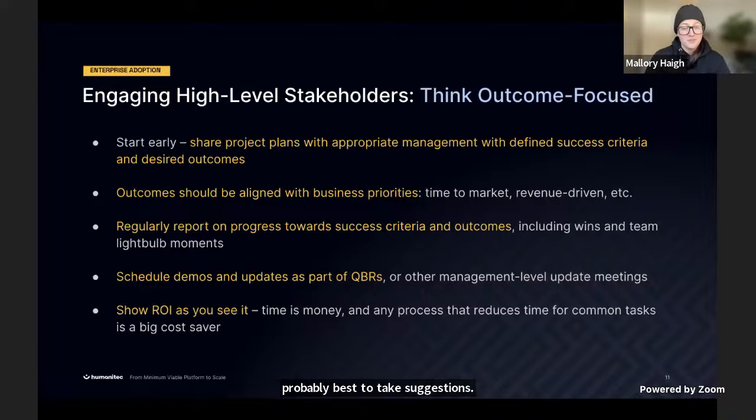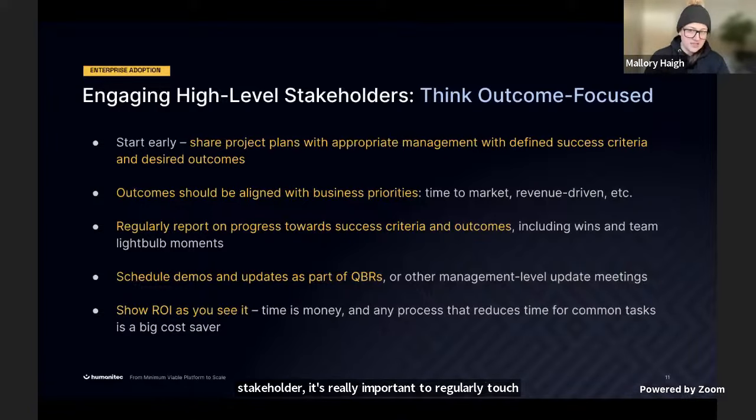Same with outcomes. These outcomes should be aligned with business priorities. So often you'll see things like time to market, revenue-driven priorities that become part of this process and are an element of driving that priority forward and hitting the goals that are expected to be achieved. When you're engaging with this level of stakeholder, it's really important to regularly have touch points with them.